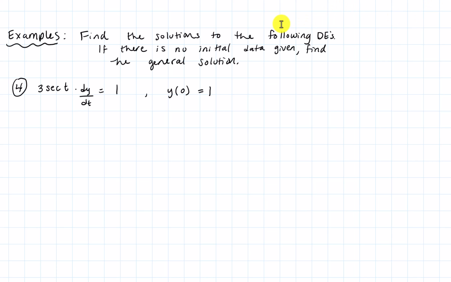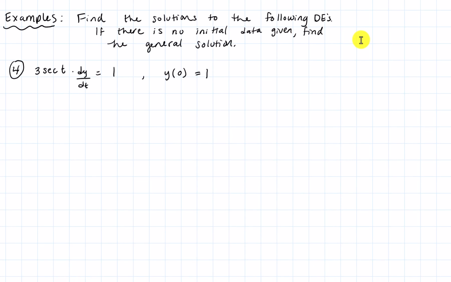Let's continue with a couple more examples of separable differential equations. For these examples, I've just copied my same instructions from our first video. Let's find the solutions to the following differential equations. If there is no initial data given, then we'll just find the general solution. But of course, if initial data is given, as we see here on this example, then we will find the specific solution. We will find the actual solution given that initial data. So let's go ahead and jump into it.